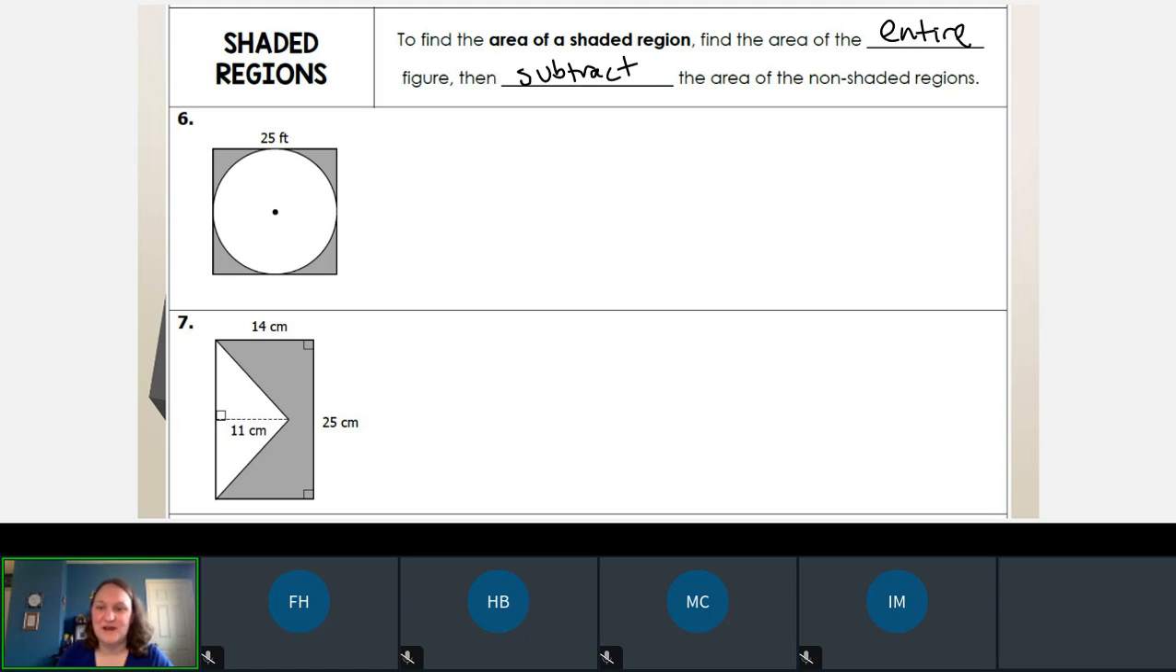So before we do any more practice problems, your attendance word today is figure. There it is. Your attendance word today is figure, F-I-G-U-R-E. Write that down, circle it, highlight it. Figure. Go figure, huh?